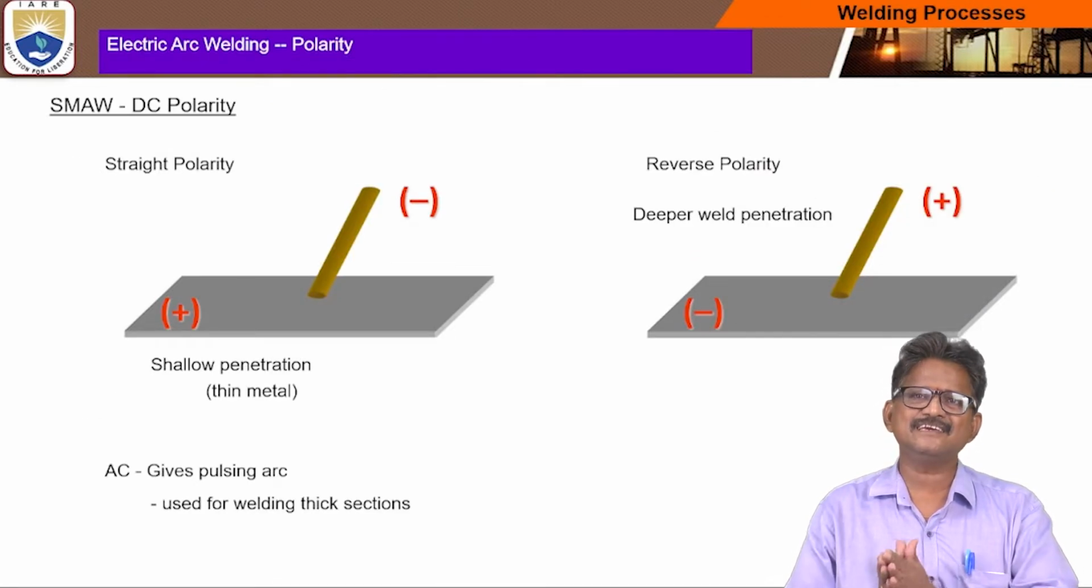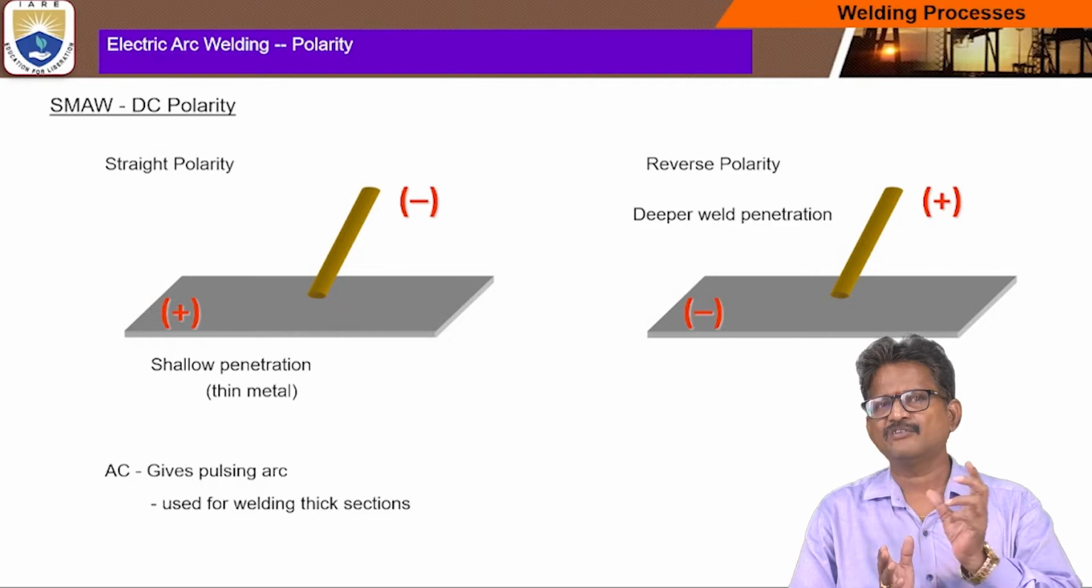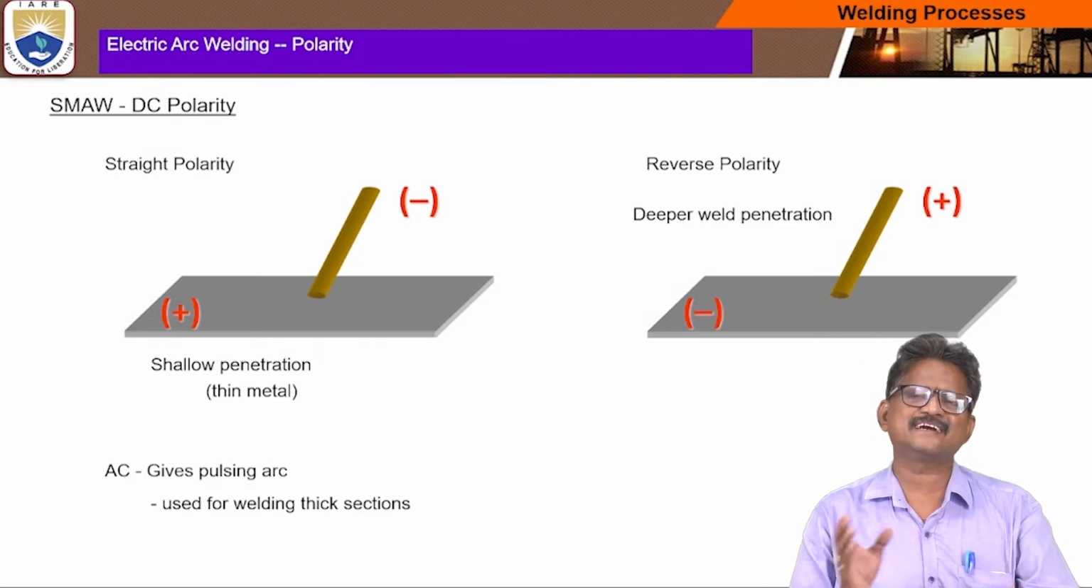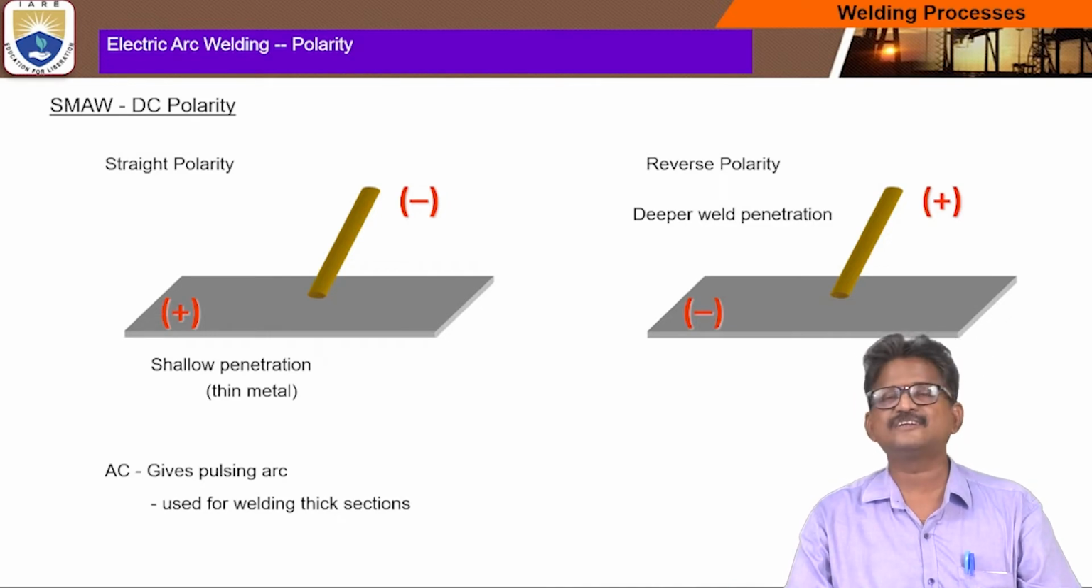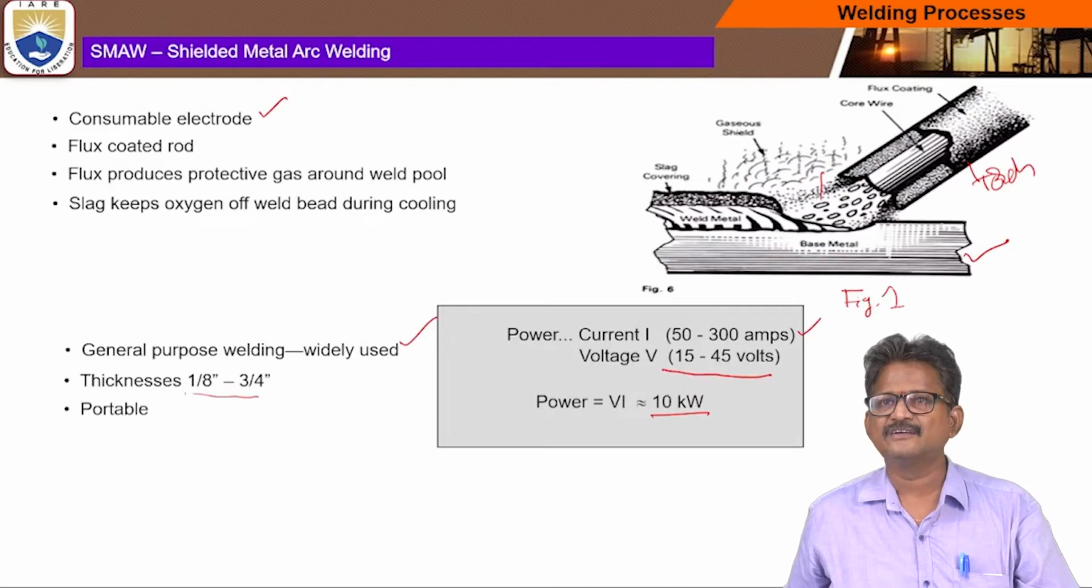Now let us see, in shielded metal arc welding, how the power is generated if you use DC, direct current. That is what you can see here.